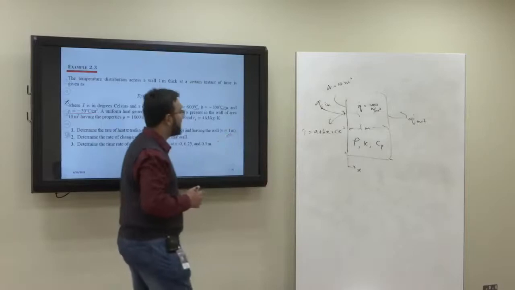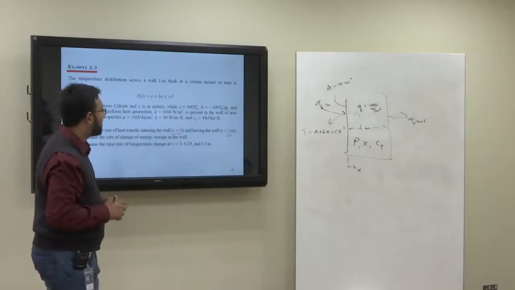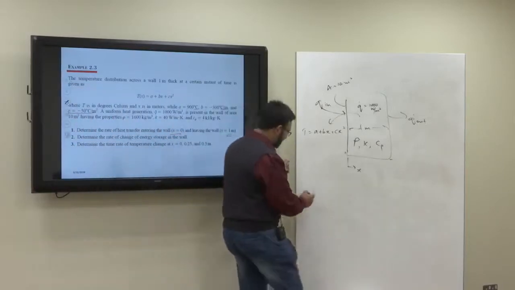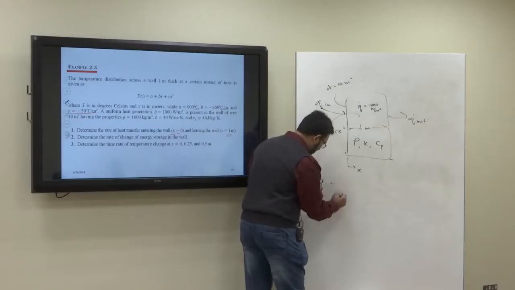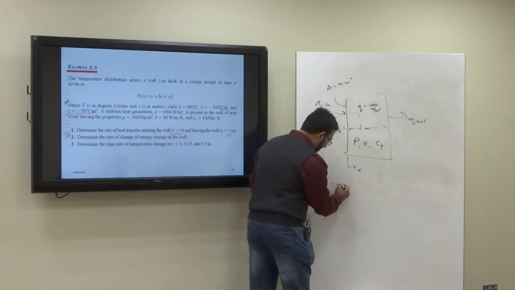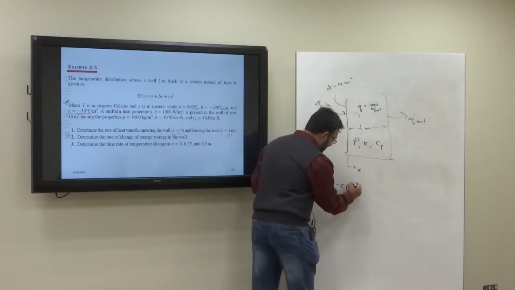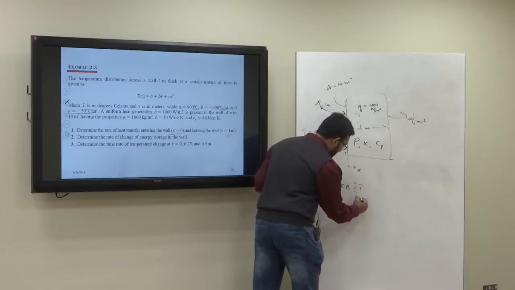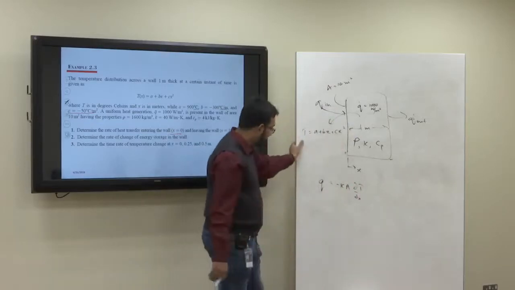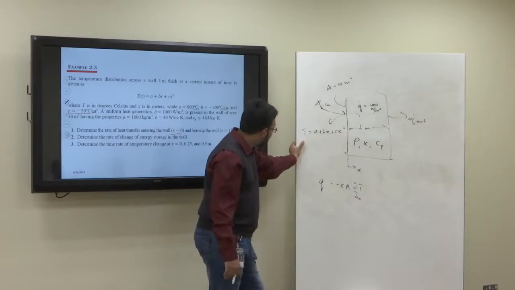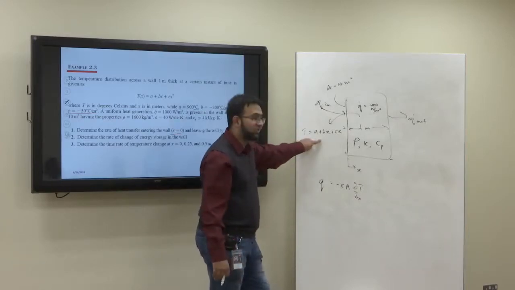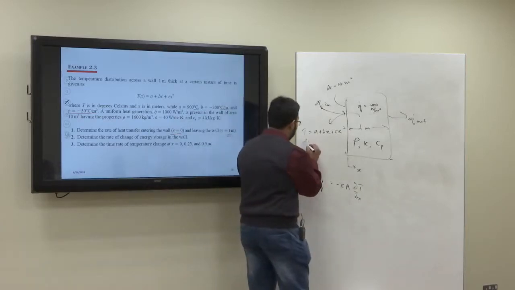Okay, so Q in. Let's first talk about Q in. So Q in, basically it will be what? We know that Q is equal to negative K A ∂T/∂x, right? It's like this. We know T as a function of X. Can we find what is dT/dx?